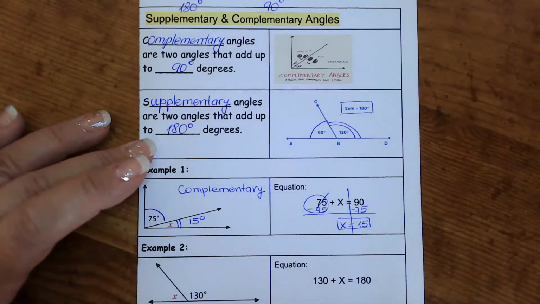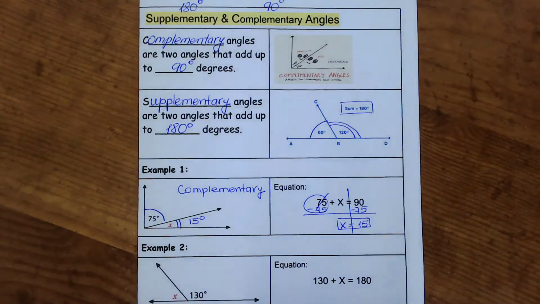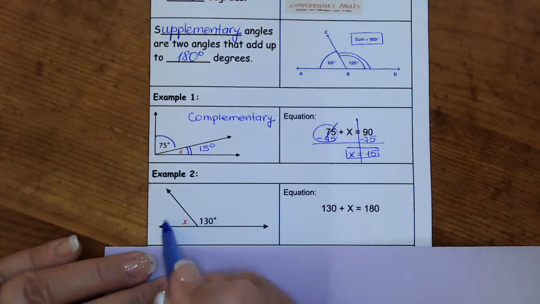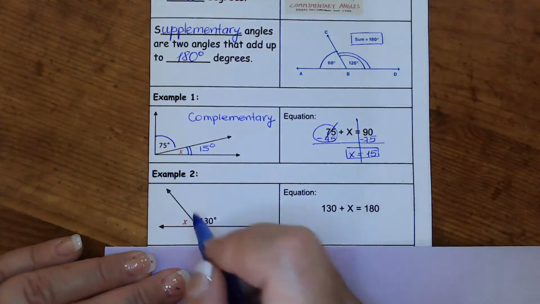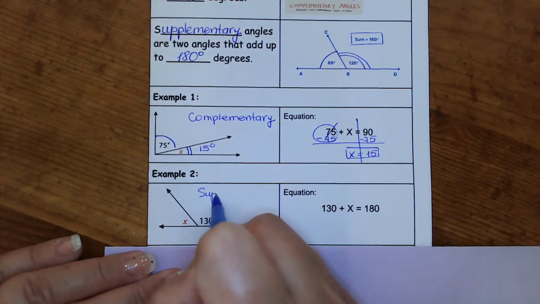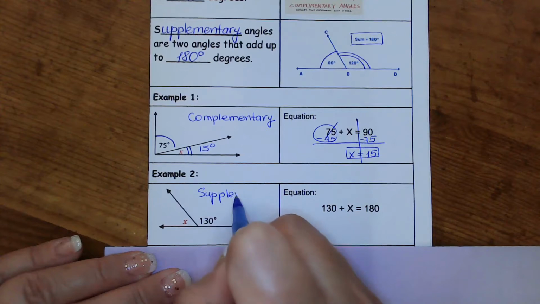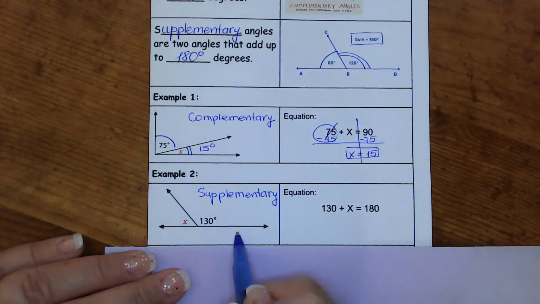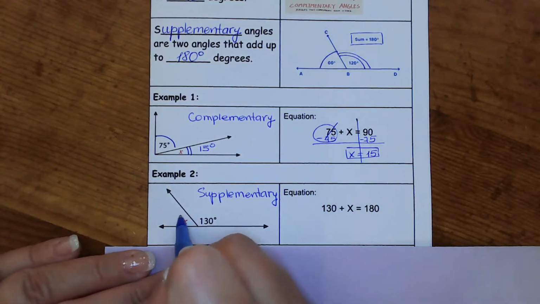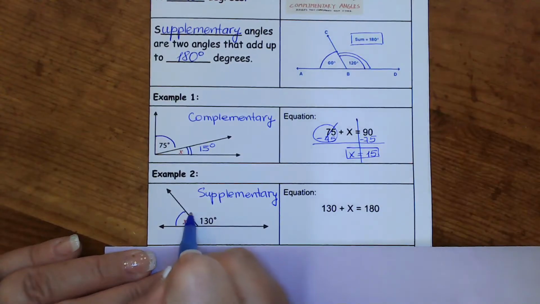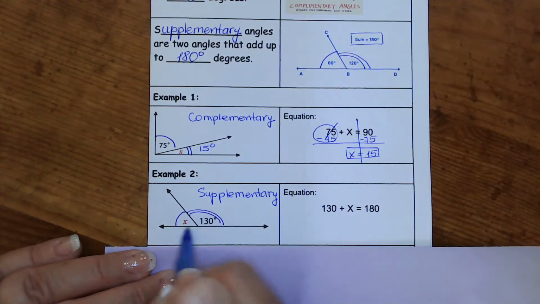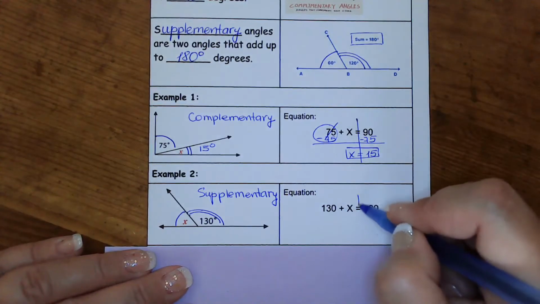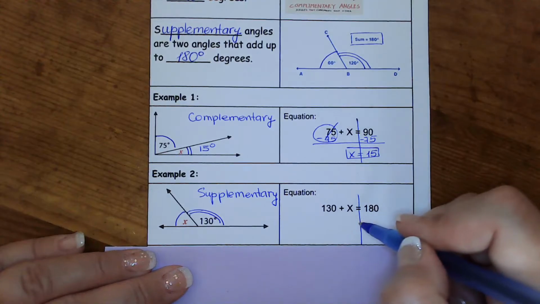In the next example, I have a straight line. A straight line is 180 degrees. Two angles on the straight line are called supplementary. Supplementary angles add up to 180 degrees. A good way to remember: straight line, 180. To write an equation, we have this x angle and 130 degrees angle. Together they have to add up to 180 degrees. So that's an equation: x plus 130, or 130 plus x.